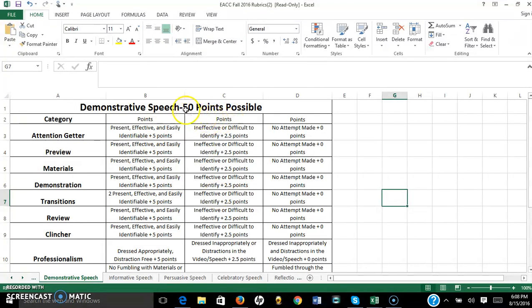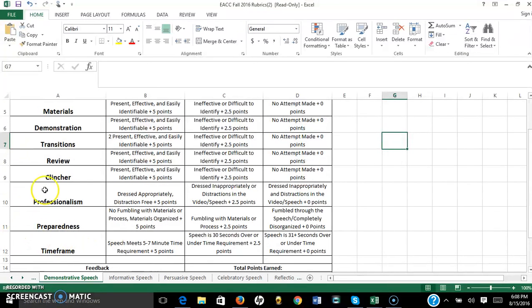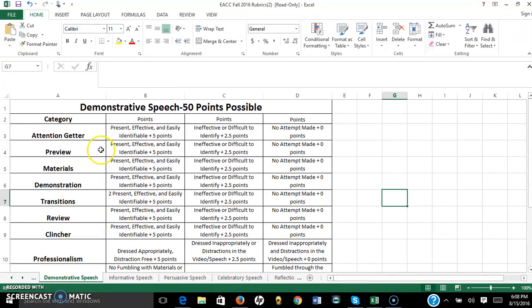So there is a possible 50 points that you can earn for this speech. You will get points for including your attention getter, your preview of main points, your materials for actually demonstrating what you're supposed to demonstrate, transitions, review of main points, your clincher, professionalism, preparedness, and time frame. Now, I'm going to go ahead and let you know that I'm going to cover what these things look like in another video entitled Demonstrative Speech Outline.